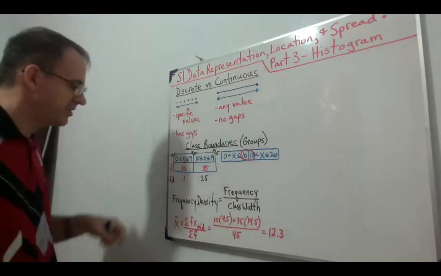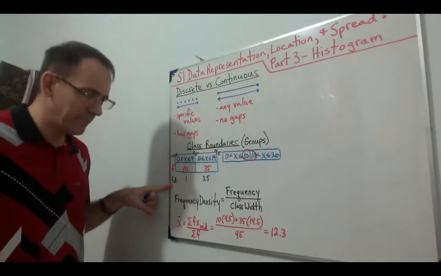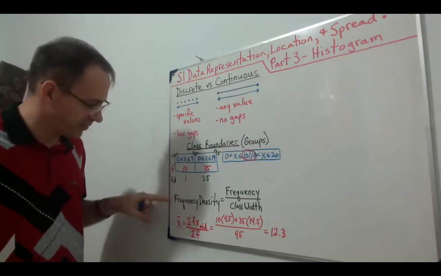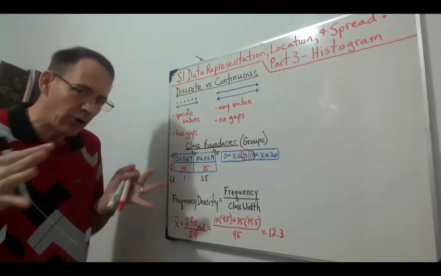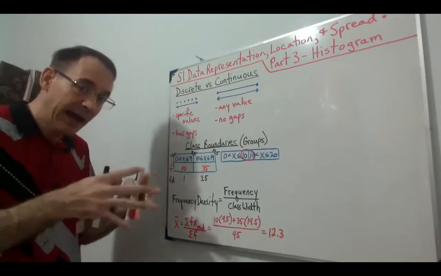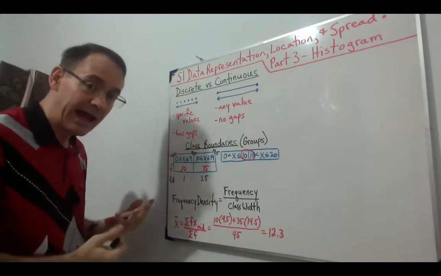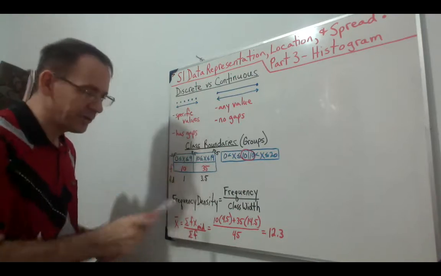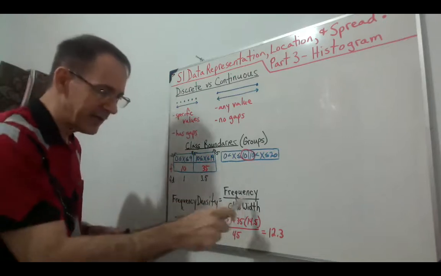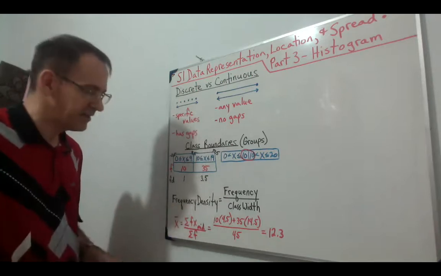Then when we get to histogram, an important formula that you need to memorize is frequency density. FD is frequency density, which means how tightly packed these data points are. Well, how tightly packed they are depends on how much space they have, and that space is called the class width. So you take the frequency, how much, divided by class width, and that will give you the frequency density.